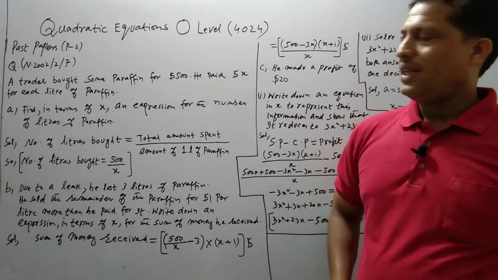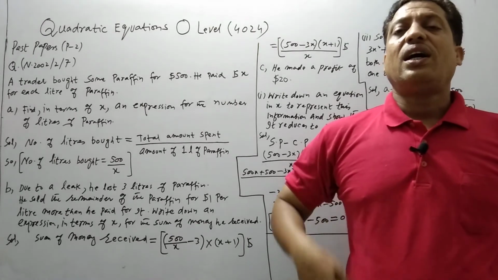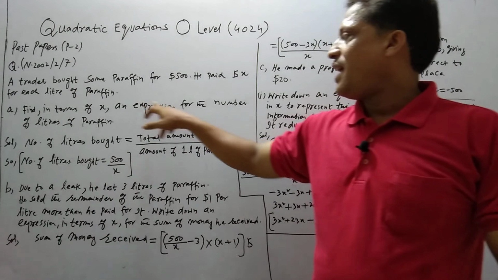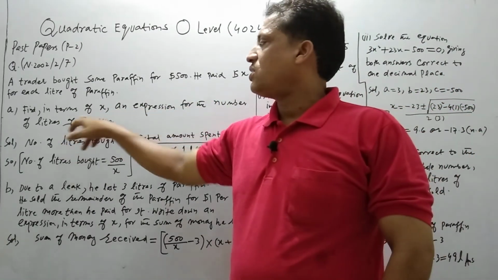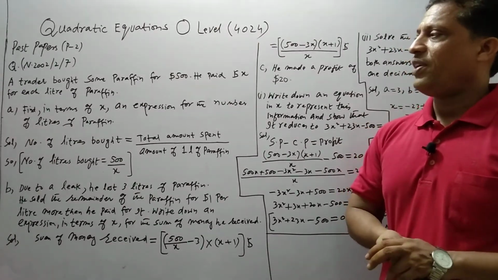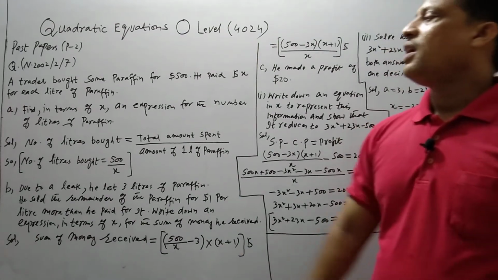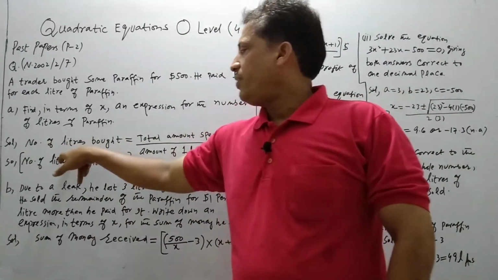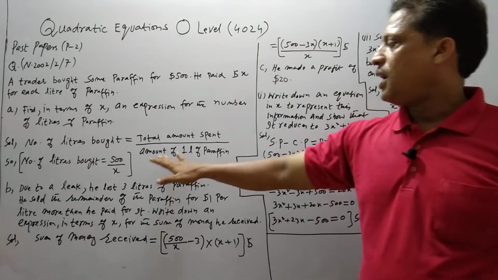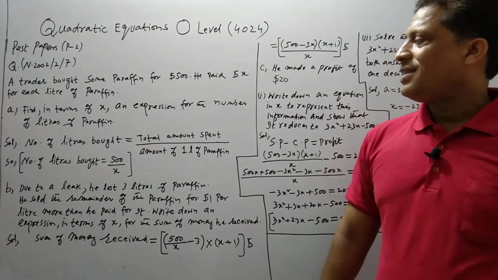Part A of this question is: find in terms of X, meaning an expression which involves X, an expression for the number of liters of paraffin. We have to find the total number of liters of paraffin which he bought for $500. It's very easy. Number of liters bought is equal to the total amount which he spent upon the amount of 1 liter of paraffin.